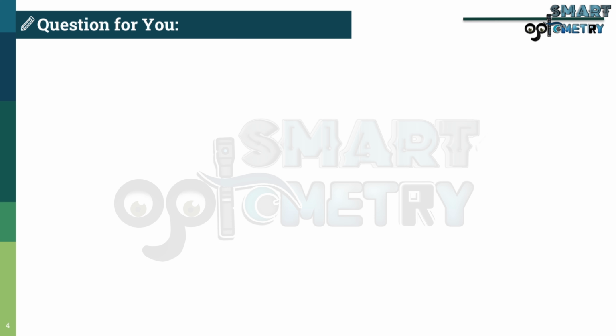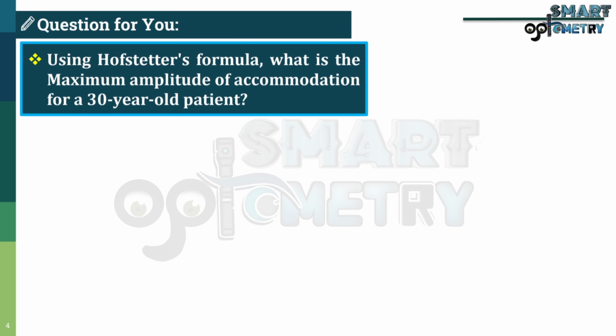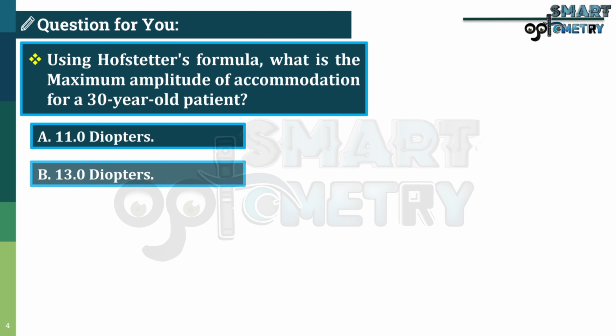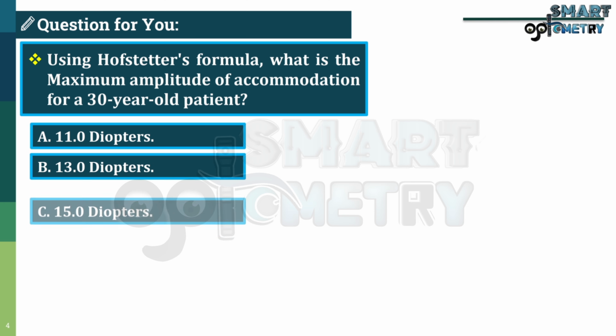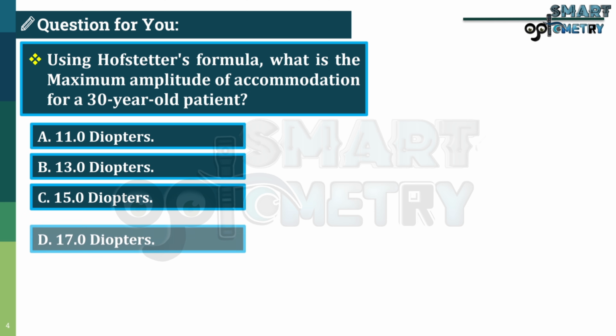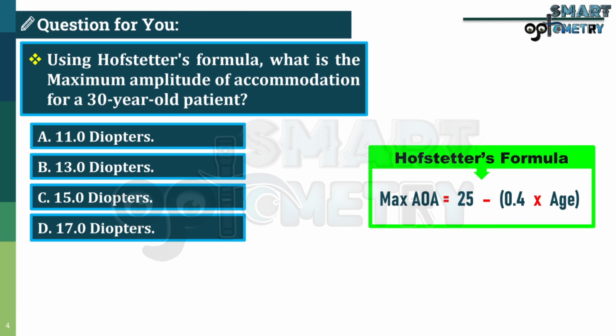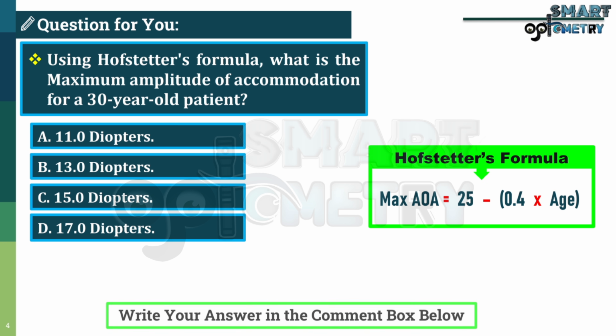Question for you. Using Hofstetter formula, what is the maximum amplitude of accommodation for a 30-year-old patient? Option A 11 diopters, option B 13 diopters, option C 15 diopters, option D 17 diopters. Apply the formula, that is maximum amplitude of accommodation equals 25 minus 0.4 multiplied by age, and write your answer in the comment box.